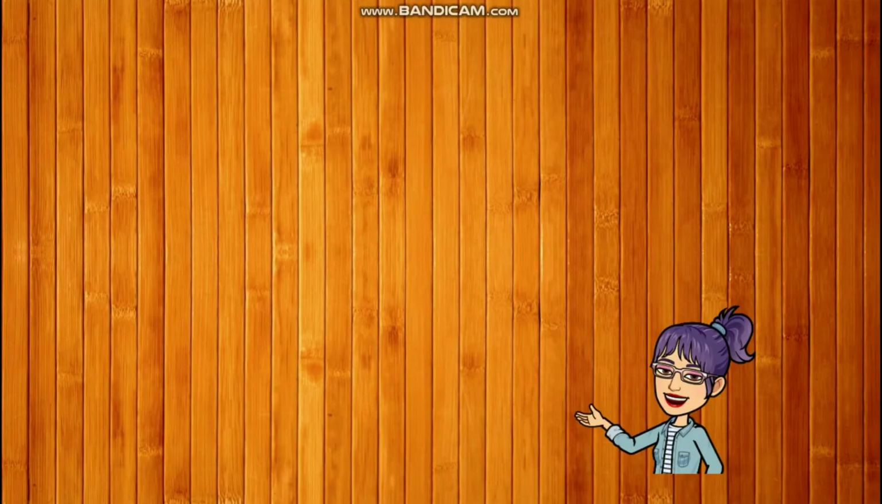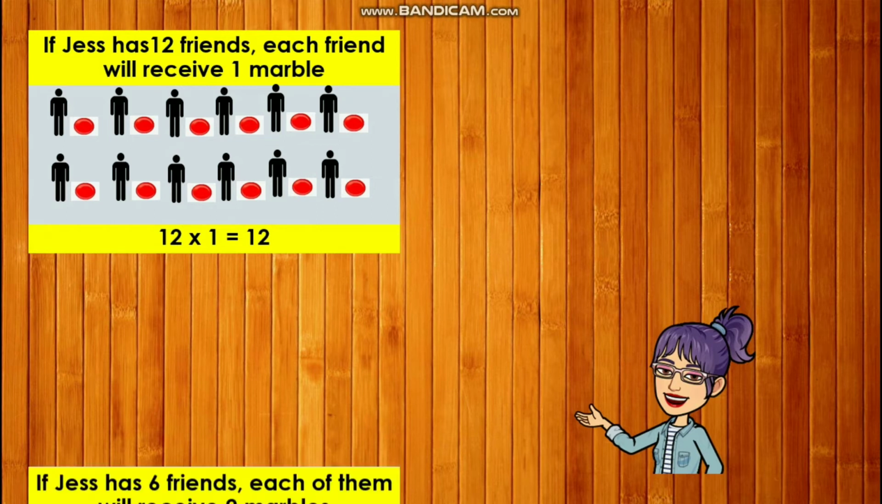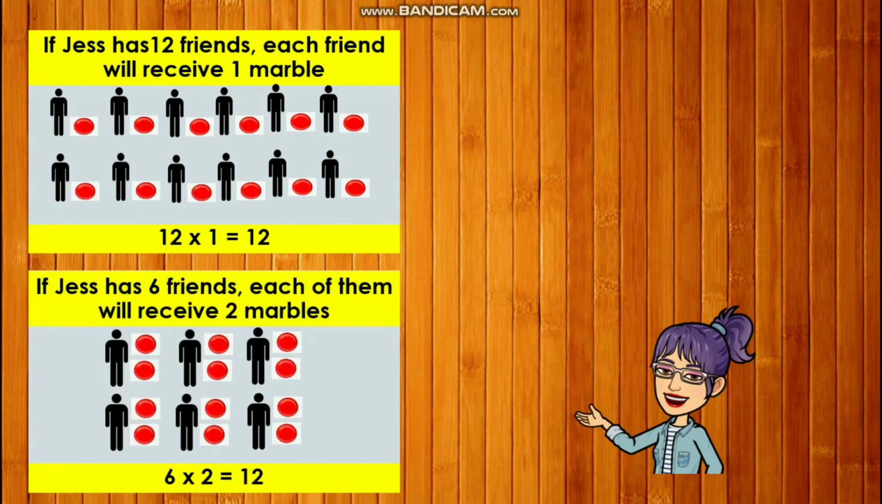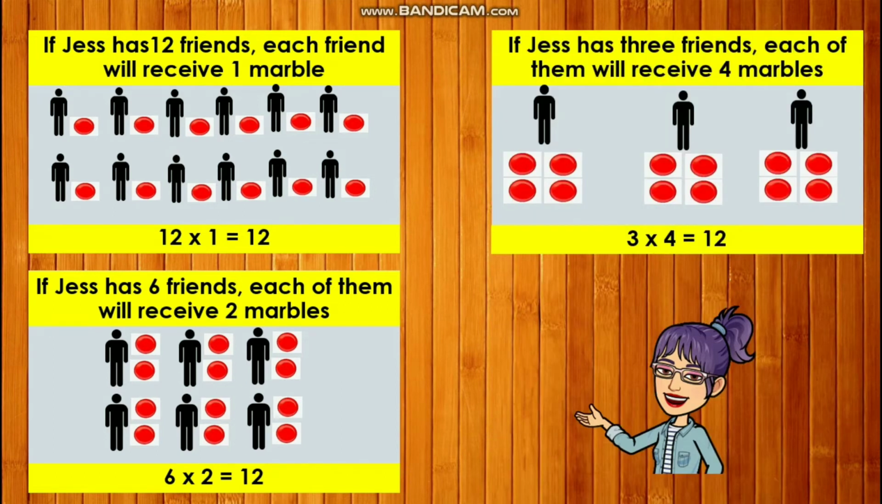Okay, let's have the other scenarios. If Jess has 12 friends, each friend will receive 1 marble. So we could write the equation 12 times 1 is equal to 12. If Jess has 6 friends, each of them will receive 2 marbles. And the equation is written as 6 times 2 is equal to 12. If Jess has 3 friends, each of them will receive 4 marbles. And we could write the equation 3 times 4 is equal to 12.